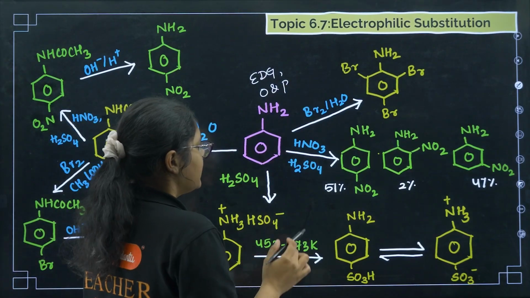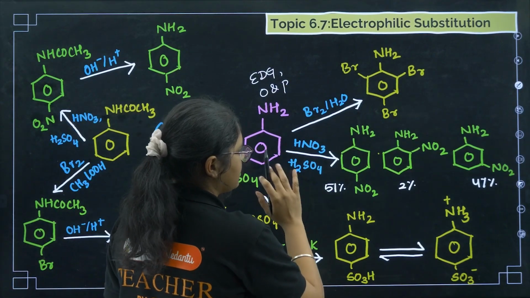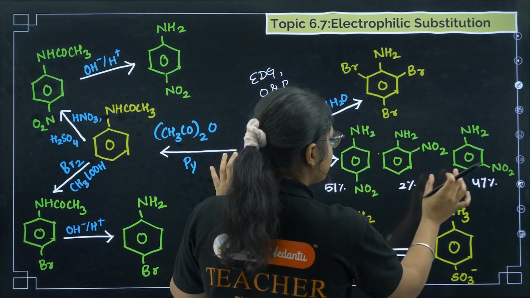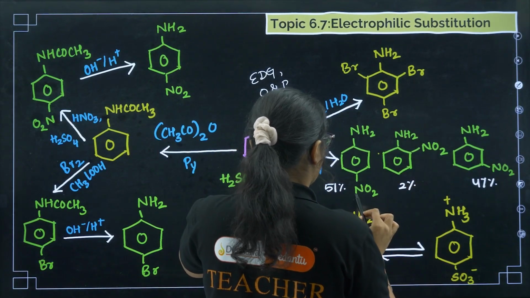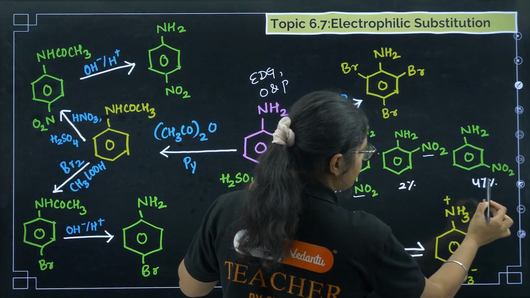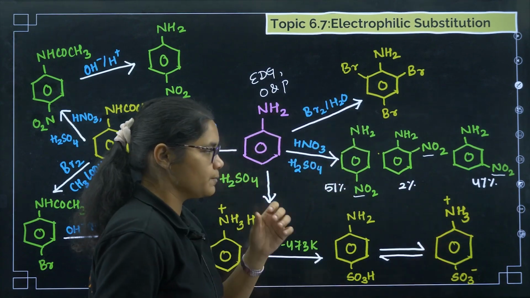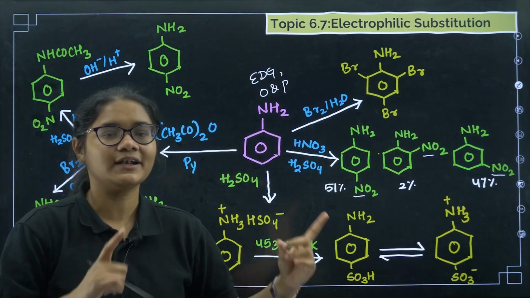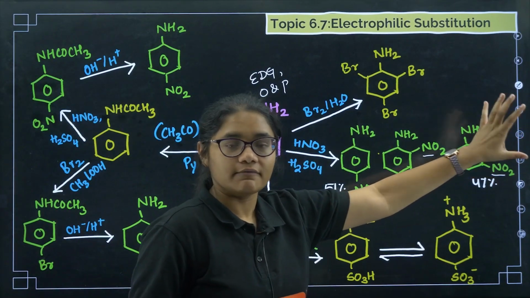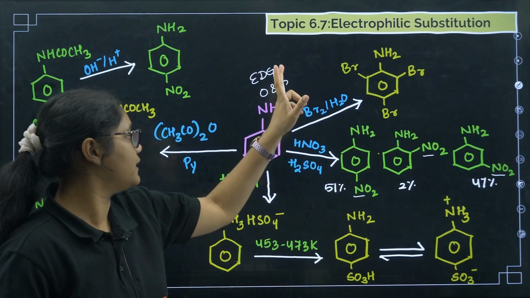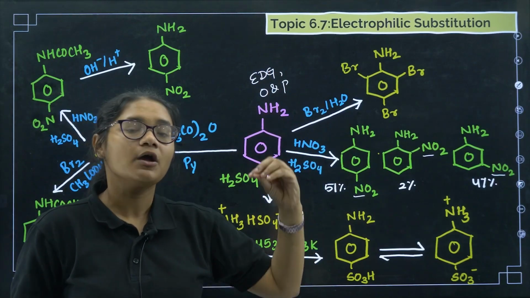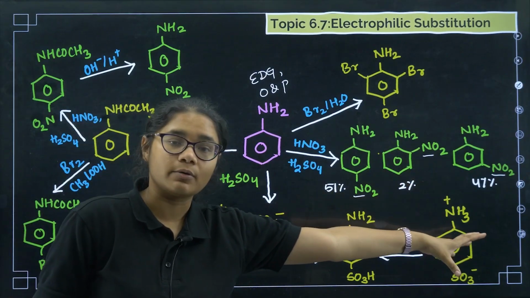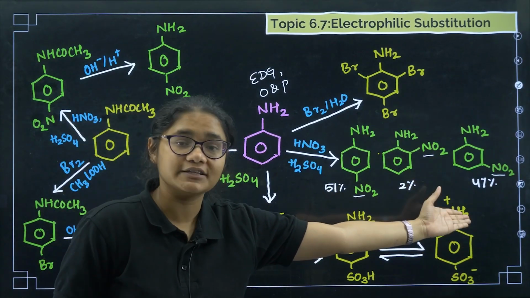Now, if you treat aniline directly with HNO3 and H2SO4, what will happen? Here you get three types of product: a para product, an ortho product, and a meta product also. What is interesting and different here is getting the meta product. We have been studying for a long time that whenever we have an electron donating group, we get ortho and para products only. But why is the meta product formed here, and in such a large amount?